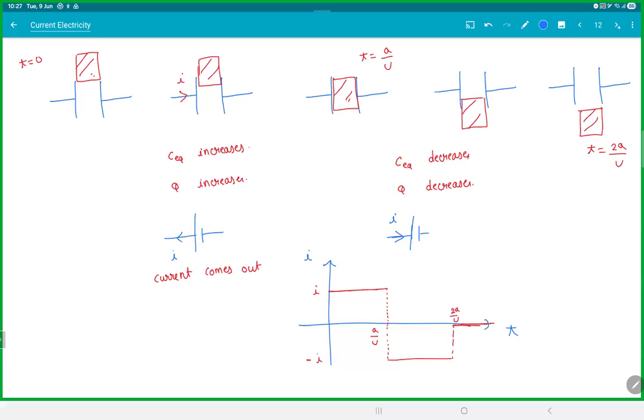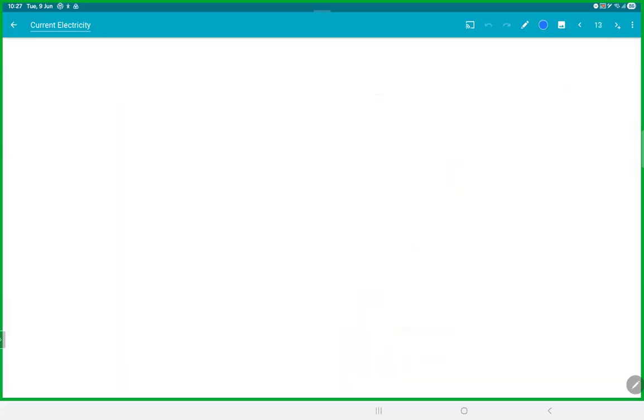The next thing, we'll define a small thing called current density. So even though current is not a vector quantity, we have a quantity called current density. This is a vector quantity. Current density, the symbol is J bar. J is simply defined as current per unit perpendicular area.